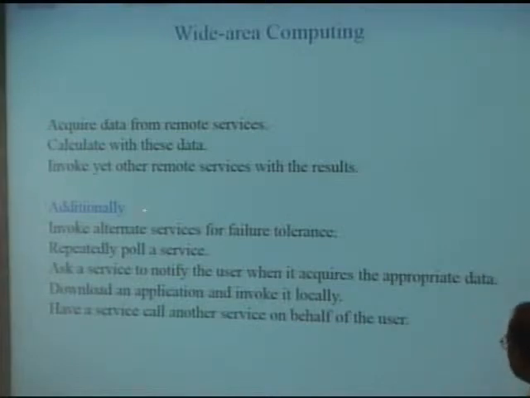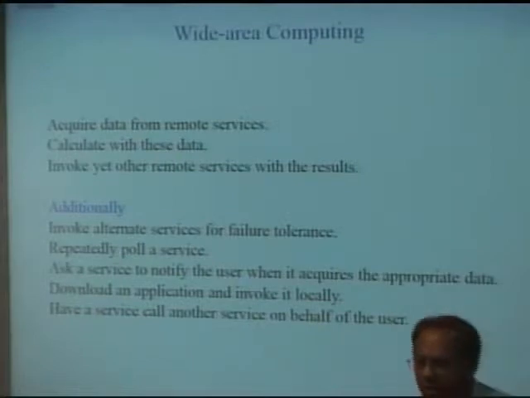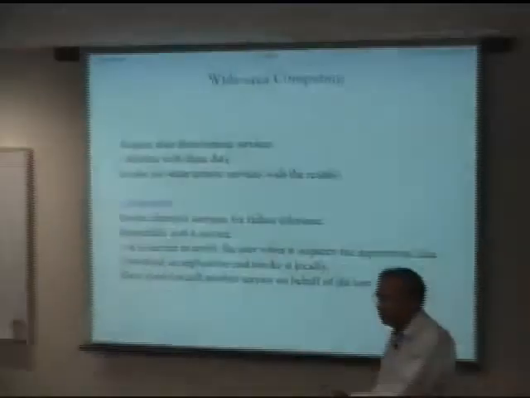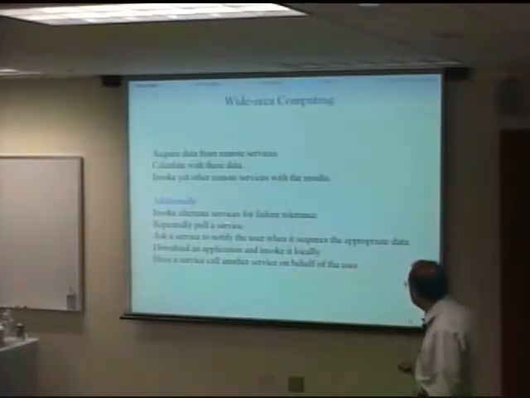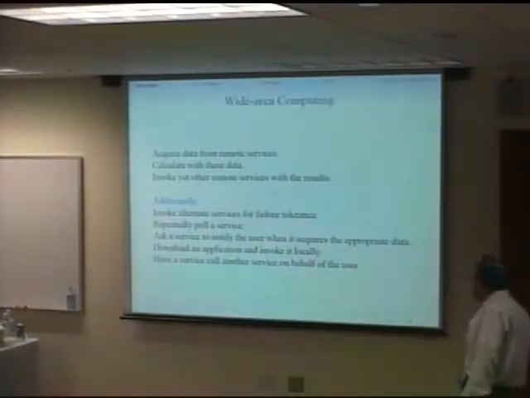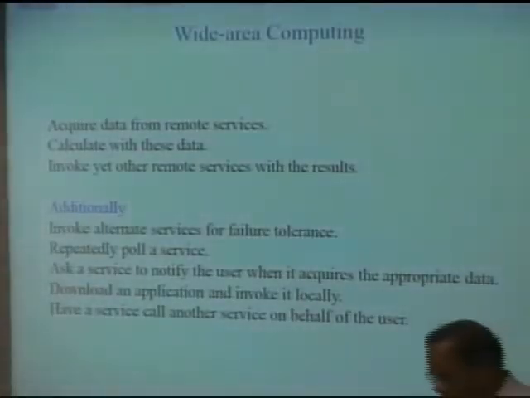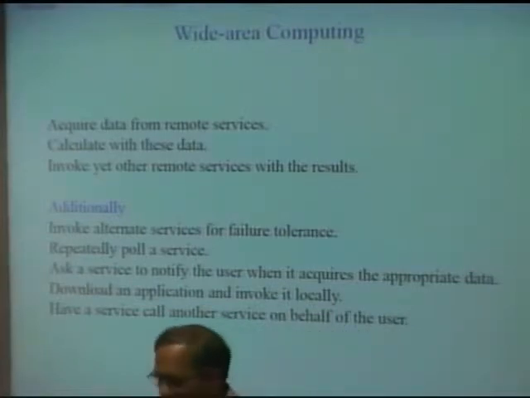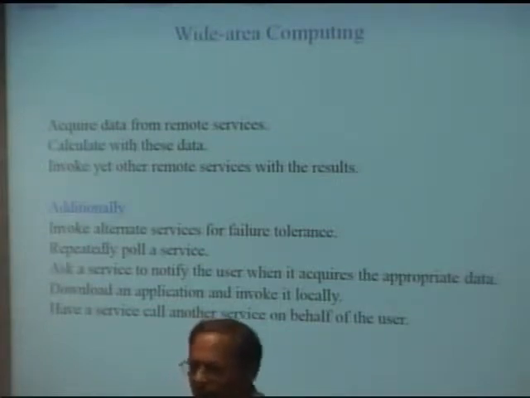But additionally, we want to do things like this. We want to call a bunch of services at the same time, perhaps, because they can be done in parallel, or we may be expecting one of those services to fail, and we want to have something else come through. Or we might want to repeatedly poll a service or ask the service to notify me when it acquires the appropriate data, or download an application and invoke it locally, or have a service call another service. And once you start writing down the kinds of capabilities you need, it becomes something like 57 things that you should have. And then I wondered, how do people actually solve it?